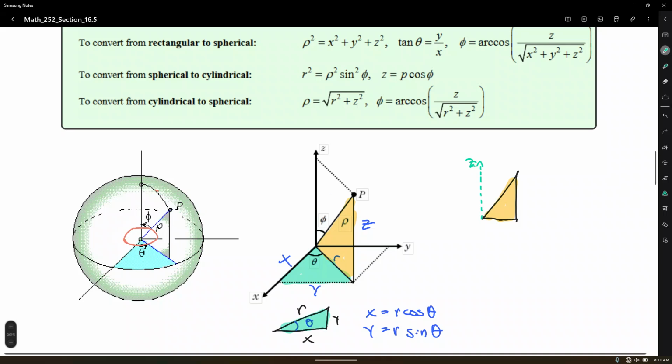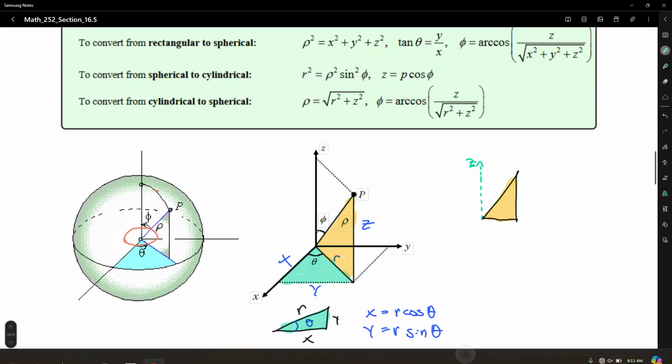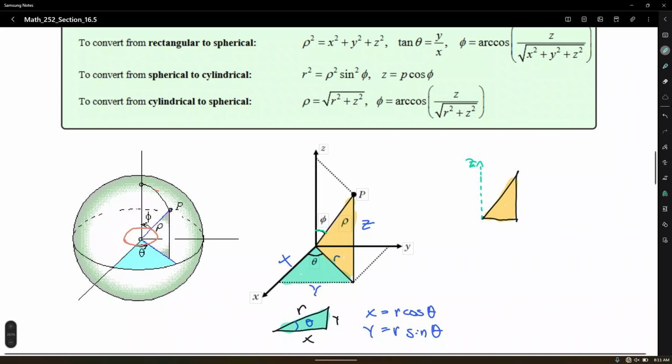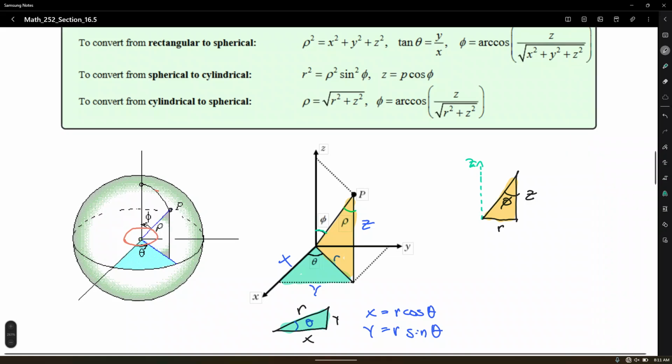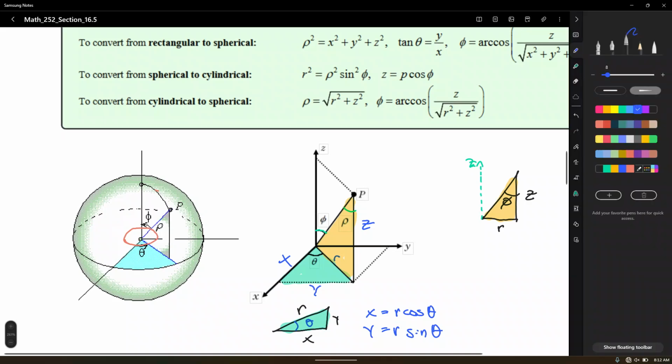Now, by equivalence of angles, do you guys agree that this angle right here is the same as this angle right there? Isn't it the same? So this angle right here is going to be phi. What else do we have? This horizontal distance, which is r, and this height, which is z, and from there I'm going to do another SOHCAHTOA for this triangle.